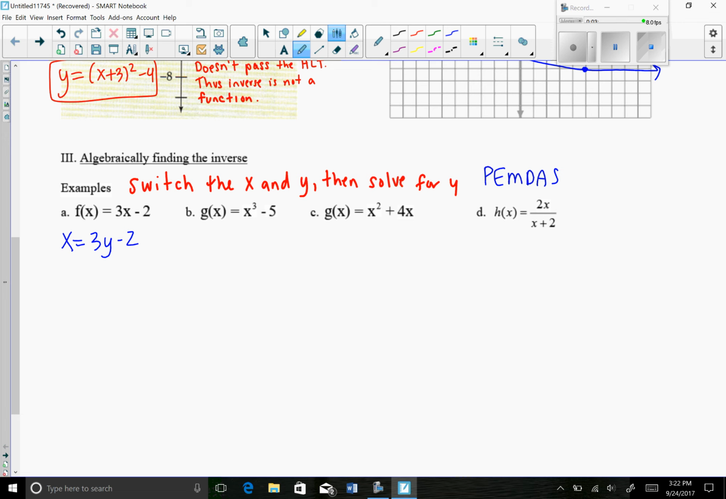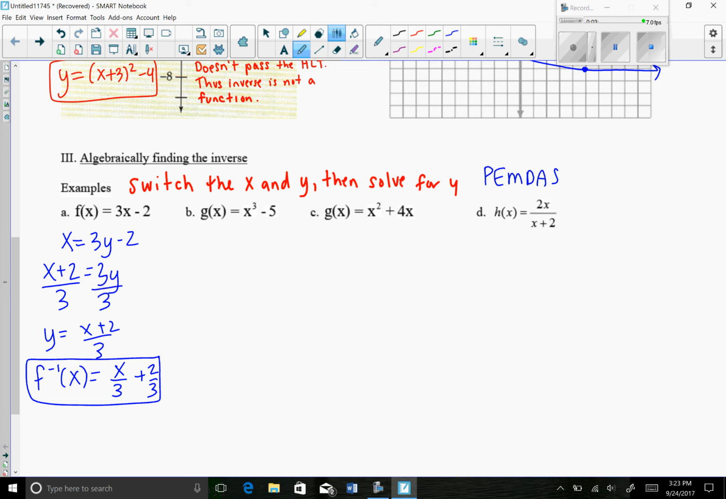The next step would be to do the order of operations backwards, so I want to add that 2 to the other side to get it away from the y. And then the last step would be to divide both sides by 3. So now I get y is equal to (x plus 2) over 3. This is just linear, so I know it is a function. So because it's a function, I can actually use my function inverse notation. So f inverse of x is equal to, and we can just separate those, x over 3 plus 2/3.